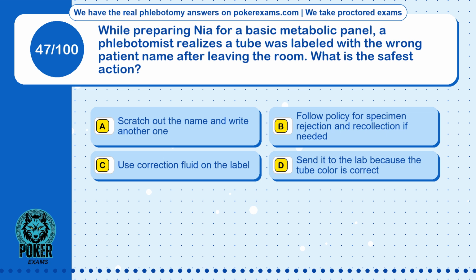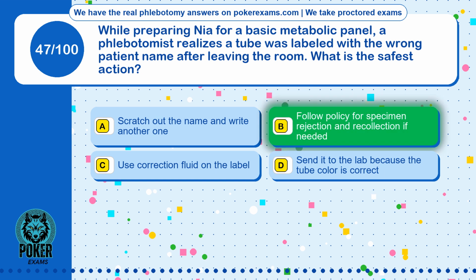Question 47. While preparing NIA for a basic metabolic panel, a phlebotomist realizes a tube was labeled with the wrong patient name after leaving the room. What is the safest action? Option A. Scratch out the name and write another one. Option B. Follow policy for specimen rejection and recollection if needed. Option C. Use correction fluid on the label. Option D. Send it to the lab because the tube color is correct.